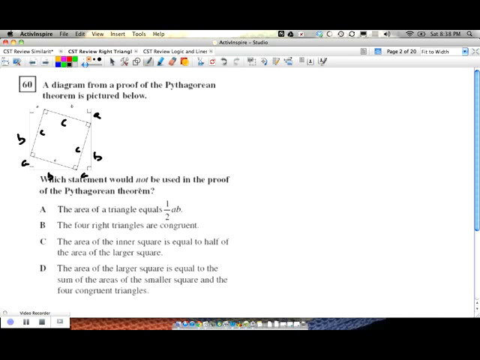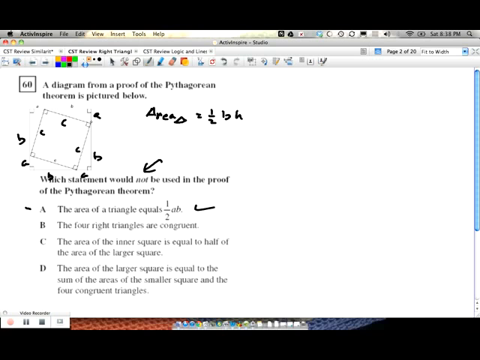And it's saying which one of these would not fit in the proof of the Pythagorean theorem. Well, let's just see if we can find one statement that does not look like it fits. Part A says the area of a triangle equals 1/2 AB. That looks pretty true because the area of a triangle is actually just 1/2 base times the height. And in this case, we have a base and height of A and B anyway, so that one does look true.